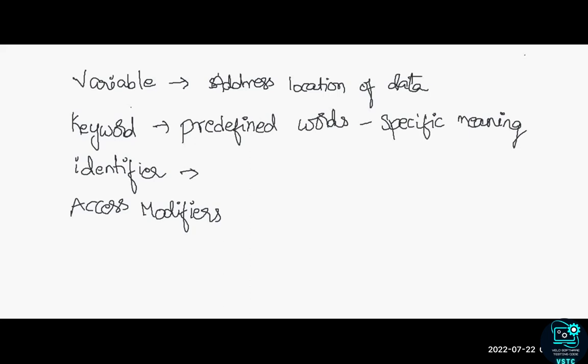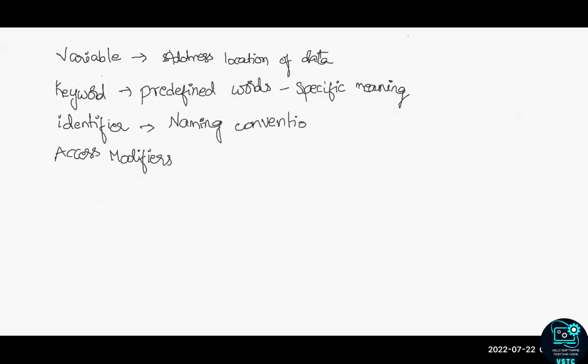Identifier means rules, naming conventions. The rules which we follow for naming a variable, or a class, or a method. So these are the naming conventions, naming rules, whatever we have to follow while naming anything. And what is an access modifier?